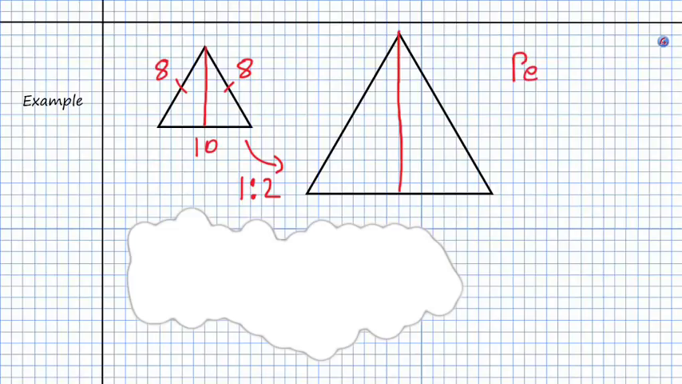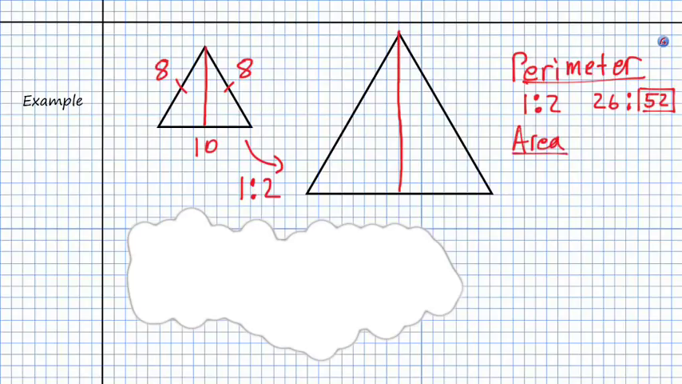So the perimeter ratio will be 1 to 2. So that means that my new perimeter of my bigger figure, if this is 8, 8, and 10, then my new perimeter should be double that. So 8 plus 8 is 16, plus 10 is 26. So my new perimeter of my new figure is going to be twice that, and that will be 52.